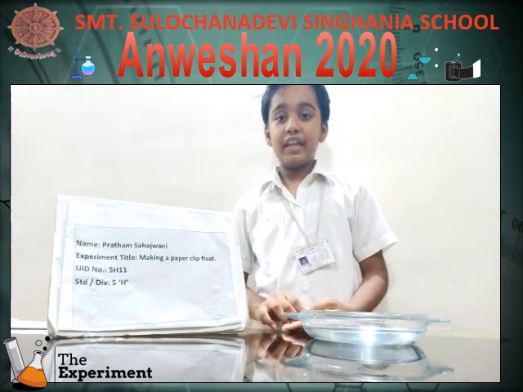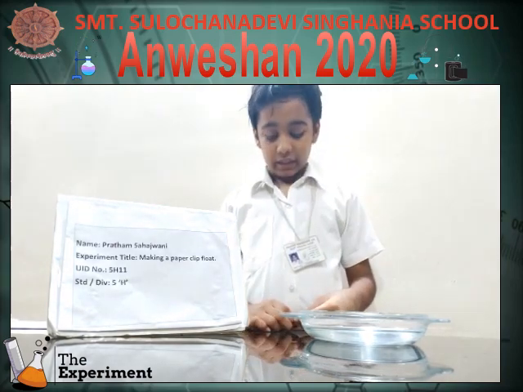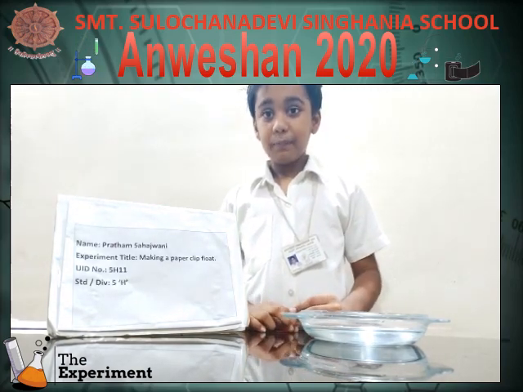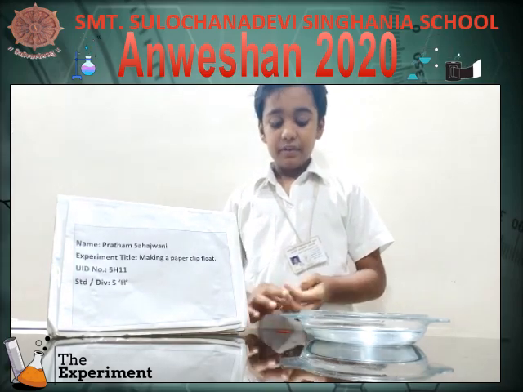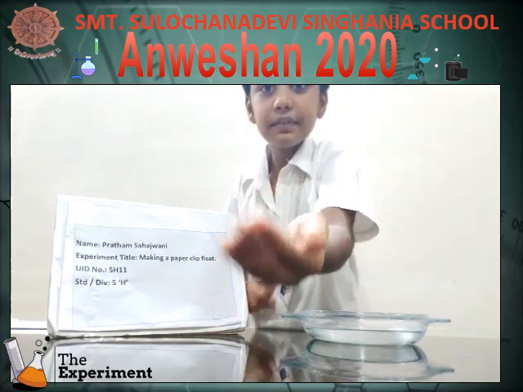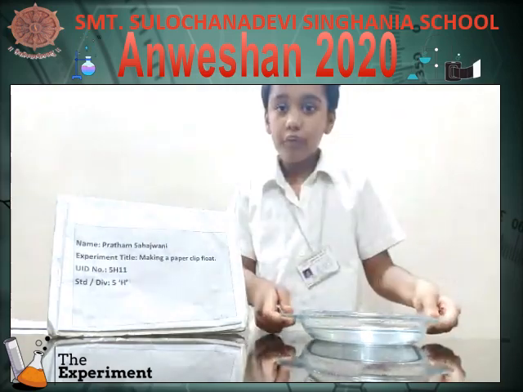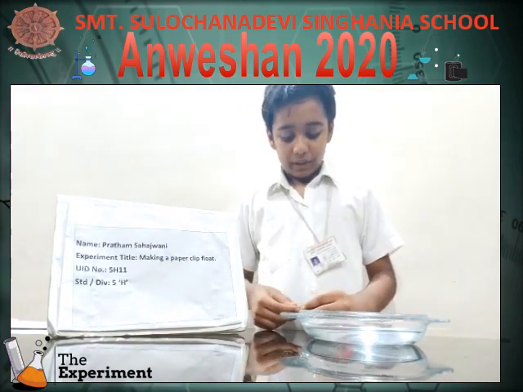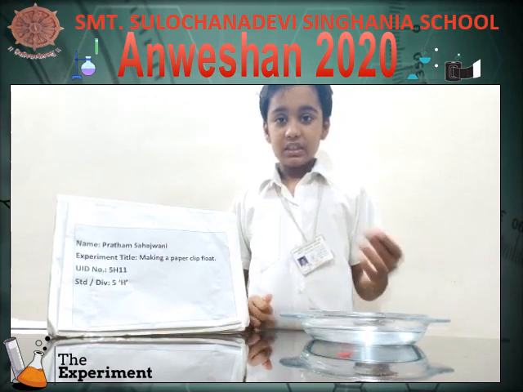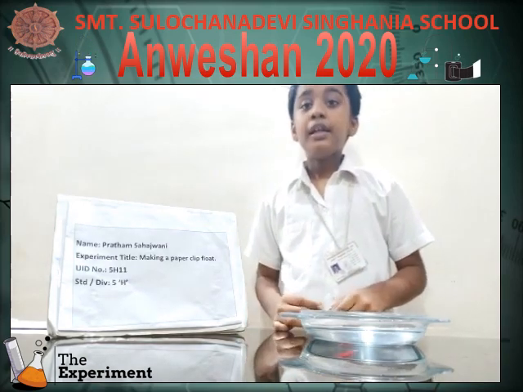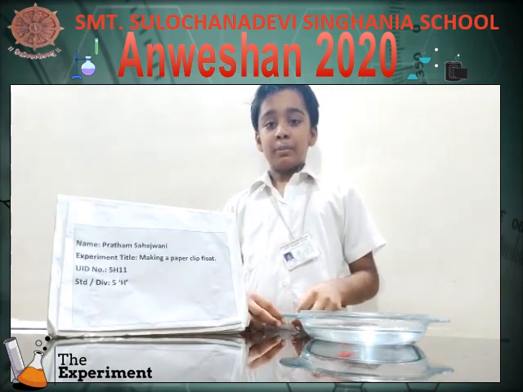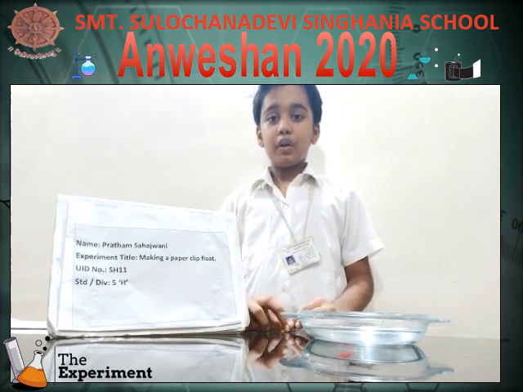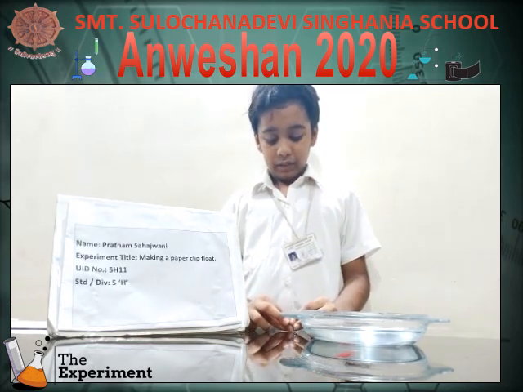My name is Pratham Zaitwani. I am from 5H. My experiment title is How to make a paperclip float on water. For this, we need a few paperclips and a bowl of water. We all know when we drop a paperclip in water, it sinks just like this. In the next step, we will try to make the paperclip float on water with another paperclip.